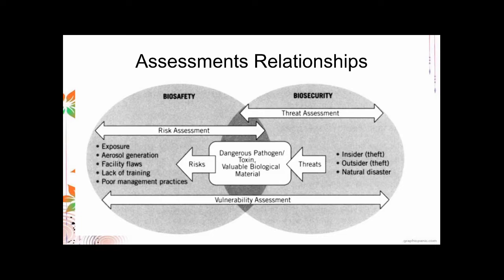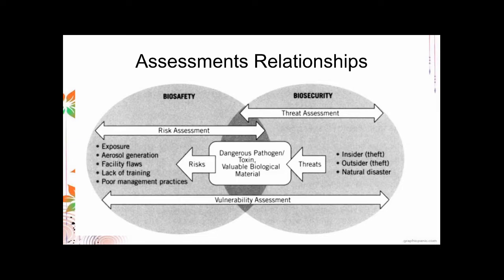And also we need to consider natural disasters, for example, what if there's a fire that broke out in the laboratory? Of course, the security of that lab might be compromised. And the overall umbrella here is the vulnerability assessment. How vulnerable is your system to these threats, both the intentional threat and even the exposure?